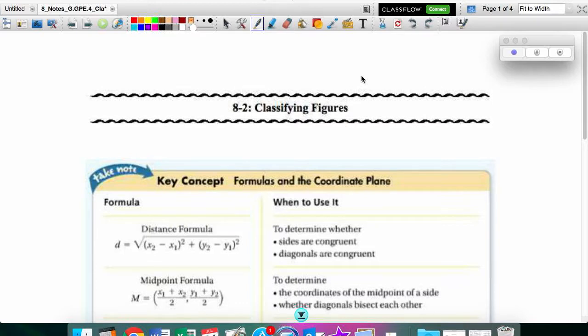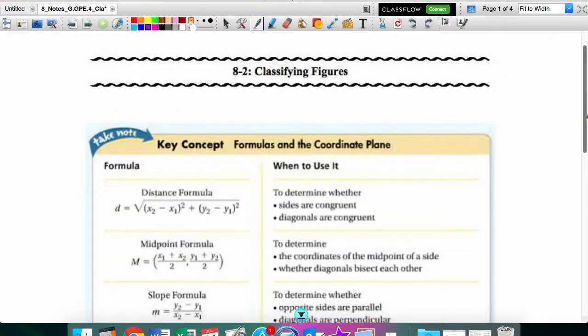8.2 is all about classifying figures. We'll specifically be looking at triangles and quadrilaterals in this section. Before we begin, let's take a look at the key formulas that we'll need in this section.